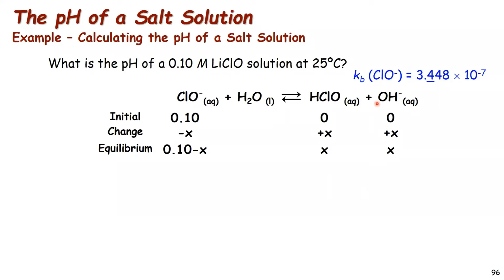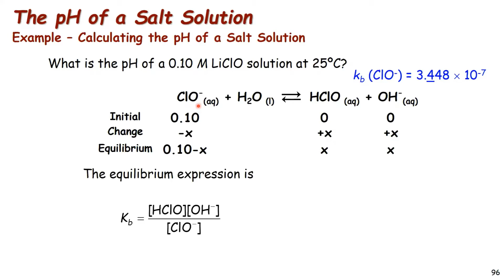Again, we need the Kb expression, so Kb is going to be the concentration of the hypochlorous acid times the hydroxide, both raised to the first power, divided by the concentration of the hypochlorite ion. We'll plug in our values for Kb and our equilibrium concentrations into it.